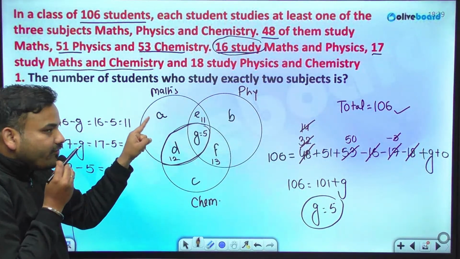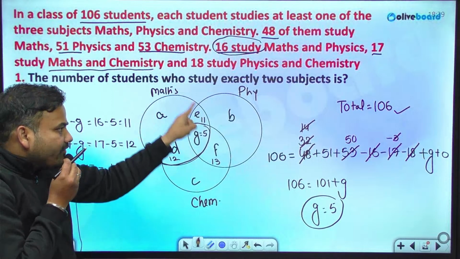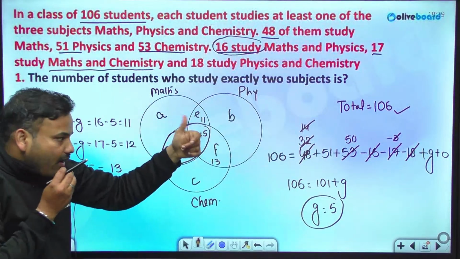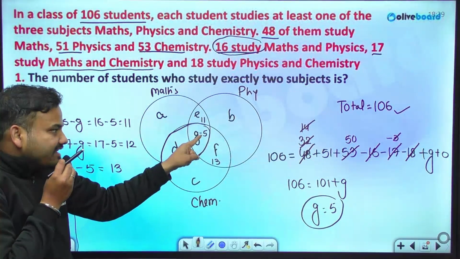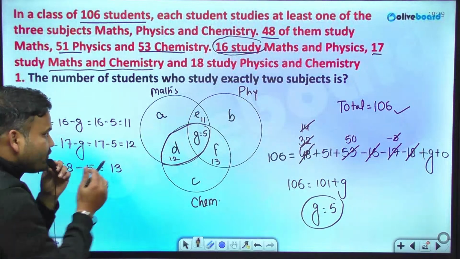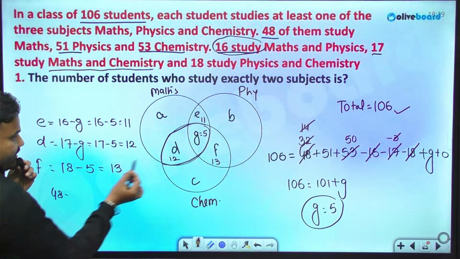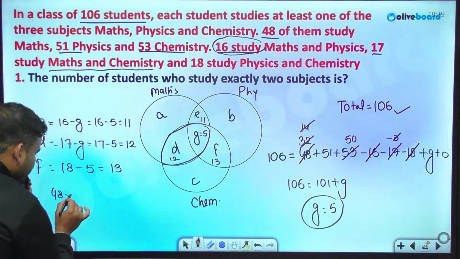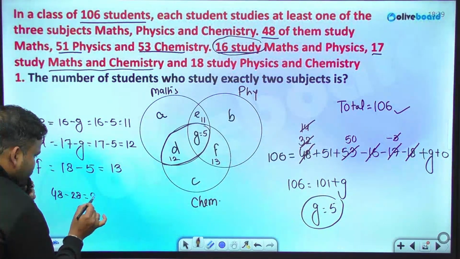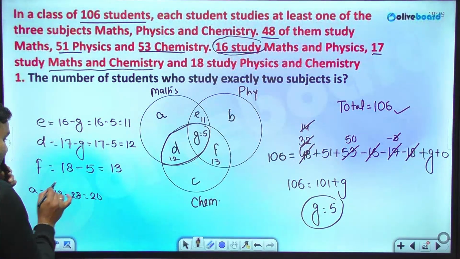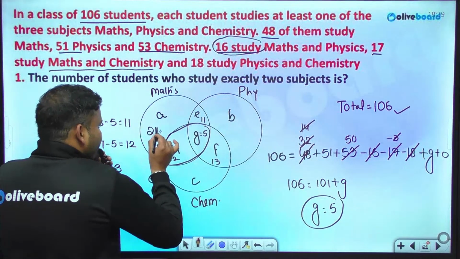So what is the value of A? Entire circle of A is representing 48. Out of 48, 12 plus 5 is 17, 17 plus 11 is 28. So from 48, eliminate this 28, that means 20. So there are 20 students who are studying only maths. So this is only maths.